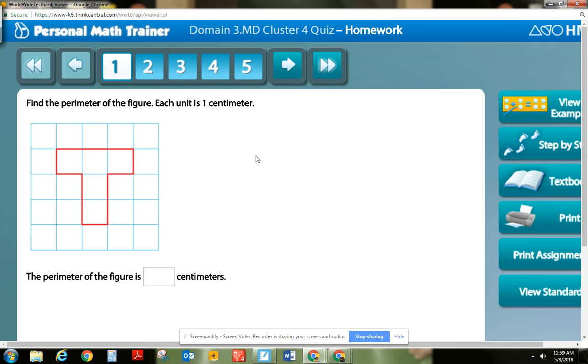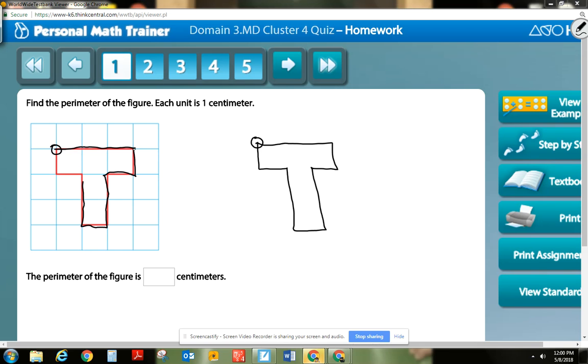So what you would do, showing your work, you would redraw this, and you can just count on the screen. You'd circle where you start. So I go 1, 2, 3, 4, 5, 6, 7, 8, 9, 10, 11, 12. So the perimeter is 12.